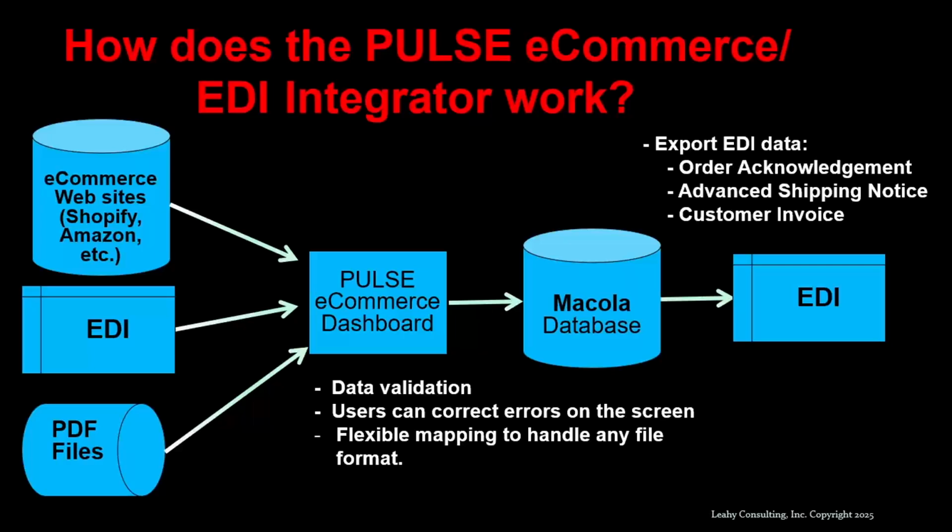So it's showing on this chart that you have e-commerce websites, Amazon, Shopify, etc. Another source is EDI, another source is PDF files, but all of them go through the same identical data validation. And because we are in the dashboard business, you'll see in a moment that we have developed a dashboard for this, so you can see the orders coming in, and if there's an error, you can fix it.